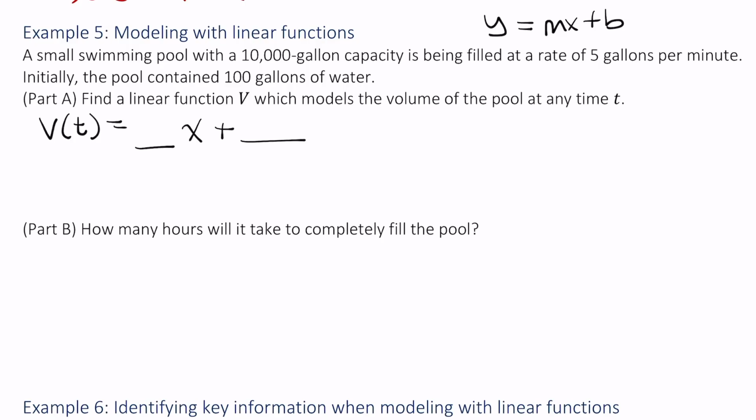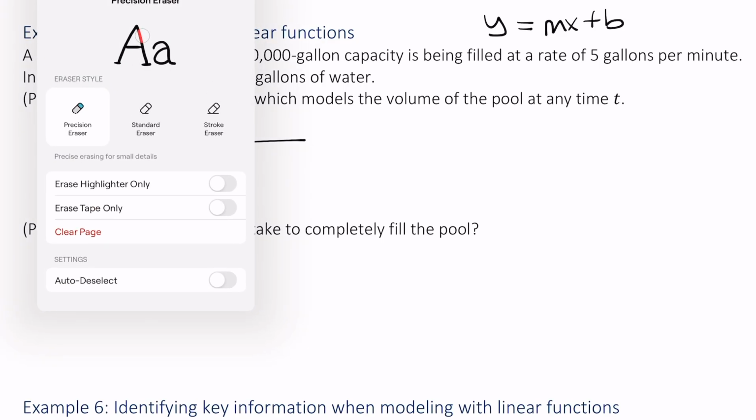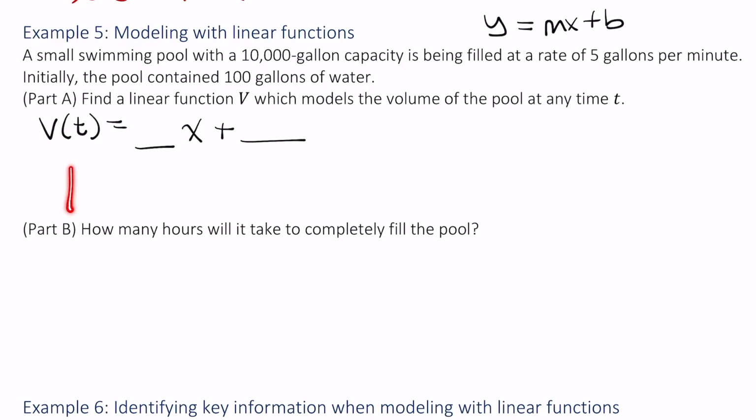Oh, before I move forward though, there's a glaring typo here. I have t's and I have x's. I have to pick one. I need to use time t. That should be a t here. That's all. I need to be consistent with my notation.